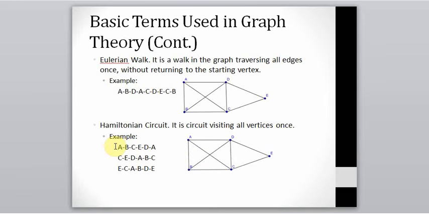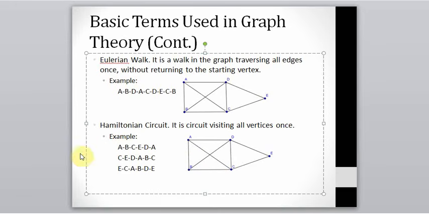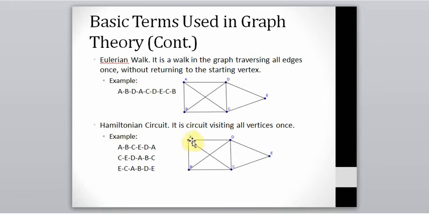So let's look at the first example. You have A, so from A to B to C to E to D to A. Since it is a circuit, it started with A and also ended with A, and it has visited all the vertices.